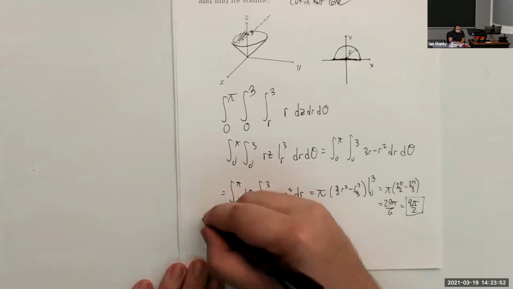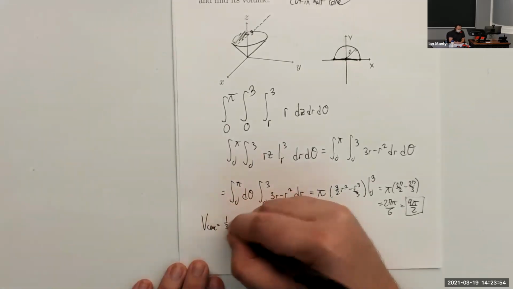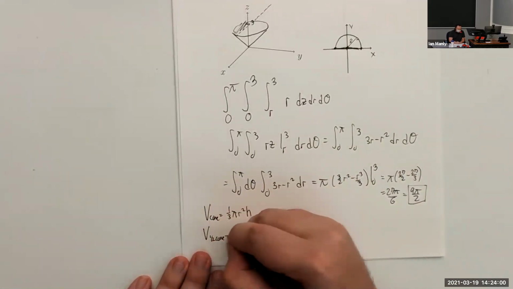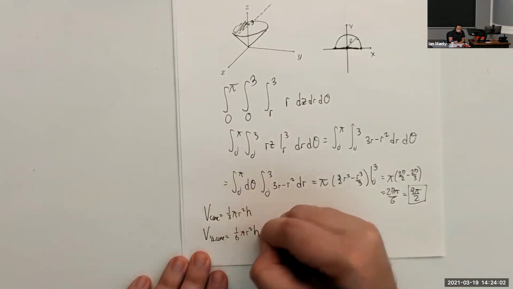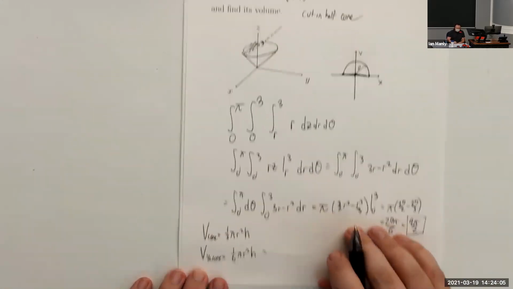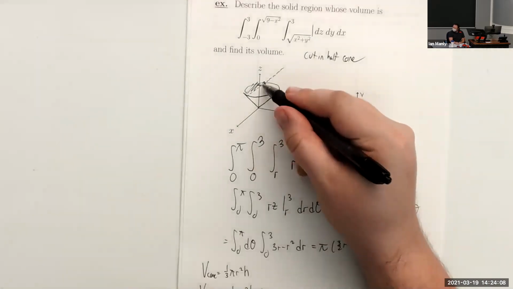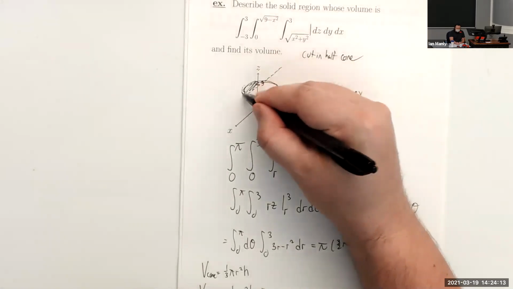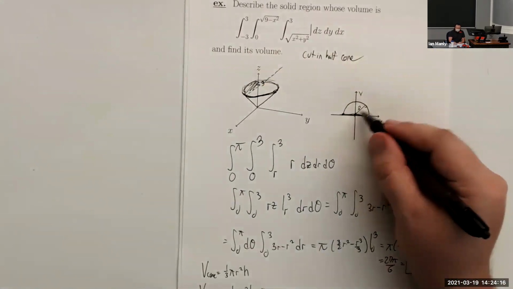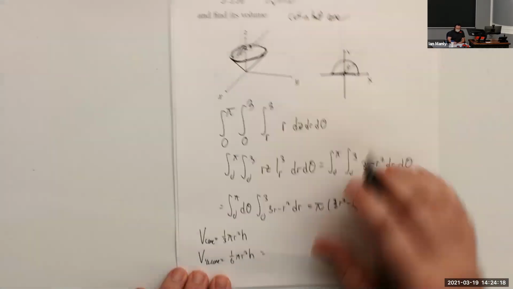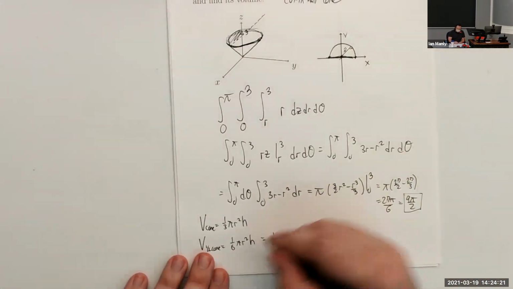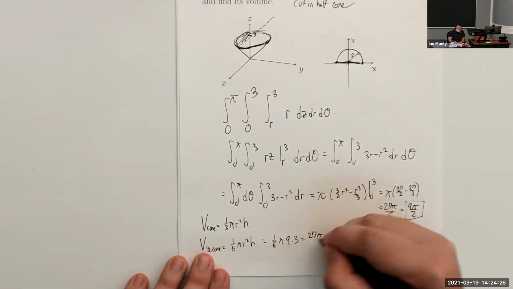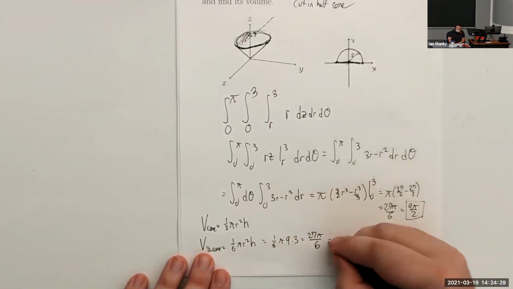That's right. So the volume of a cone is 1/3 pi r squared h. So I guess the volume of a cone that's cut in half will be 1/6 pi r squared h. Okay, well, we know this cone has a height of 3 right here. And based on this circle right here, we know we have a radius 3 as well. So if I plug in r squared, which would be 9, and the height, which is 3, we end up getting 27 pi over 6, which is also 9 pi over 2.